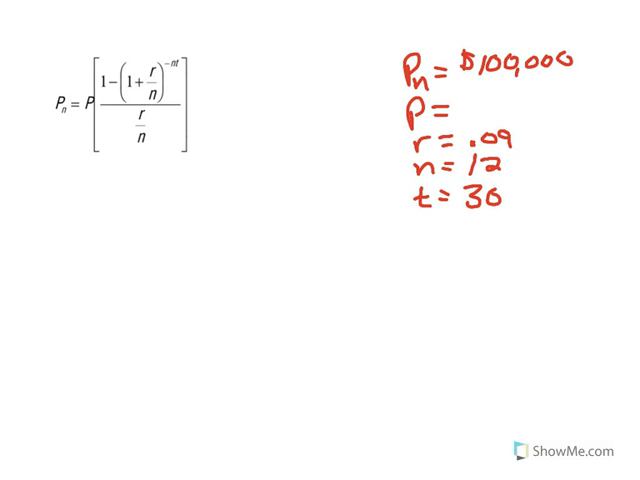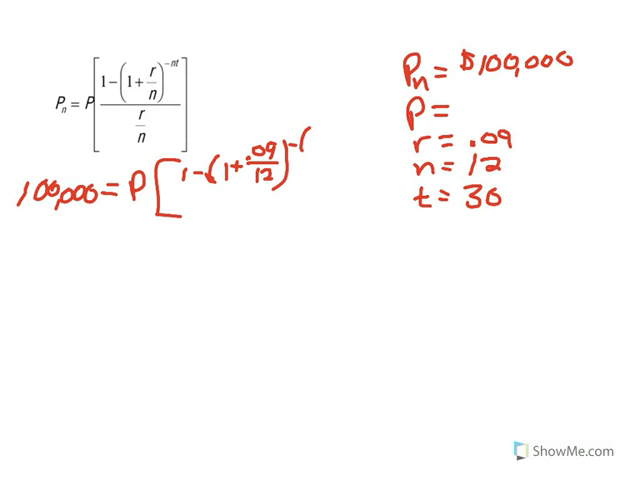P is the payment per month. We don't know what that is. That's what we're trying to figure out. So let's plug these numbers in as best we can. P sub n is 100,000. P, we don't know. R, 0.09. N is 12. And this is to the negative 12 times 30. N is 12, T is 30. It's divided by R, which in turn is divided by N.